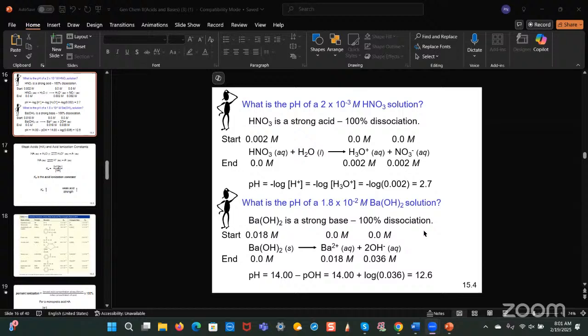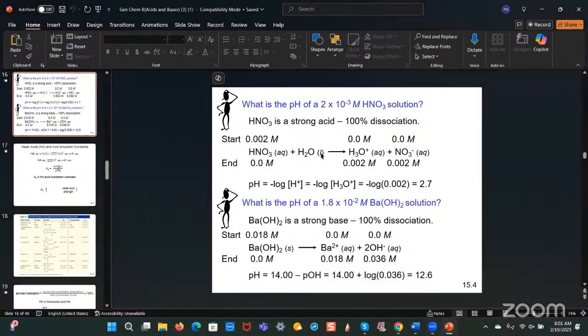Okay. So we're going to continue from where we left off the last time. And the very last thing that we discussed was how do we determine the pH of a solution of a strong acid and a strong base, right? And just to briefly recap very quickly, using these two examples that we worked on.